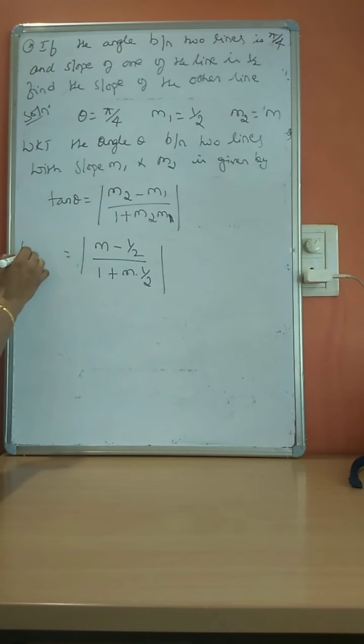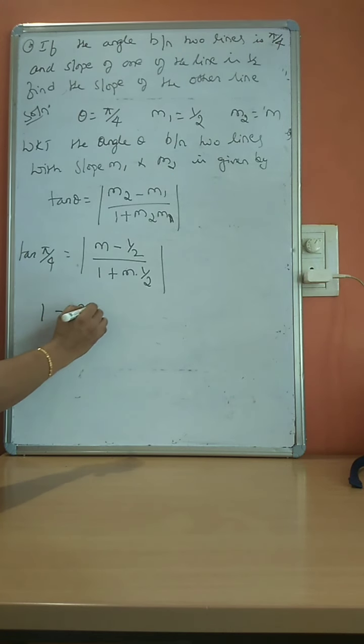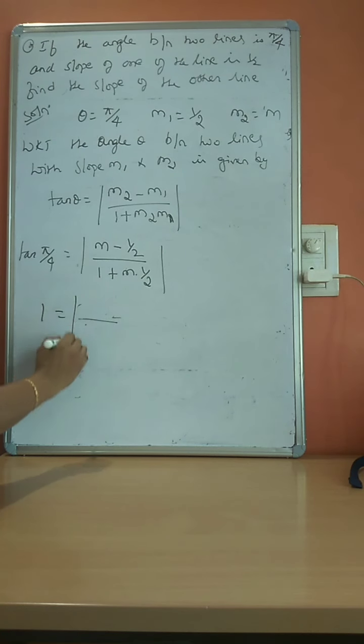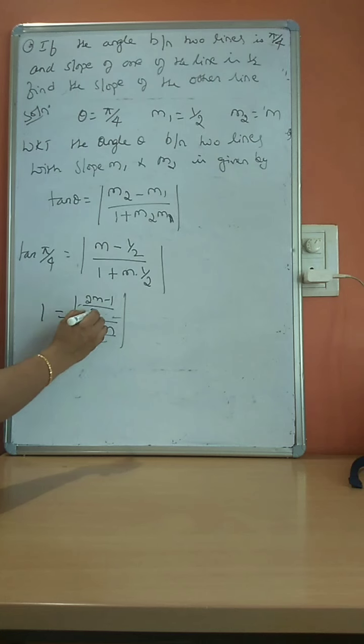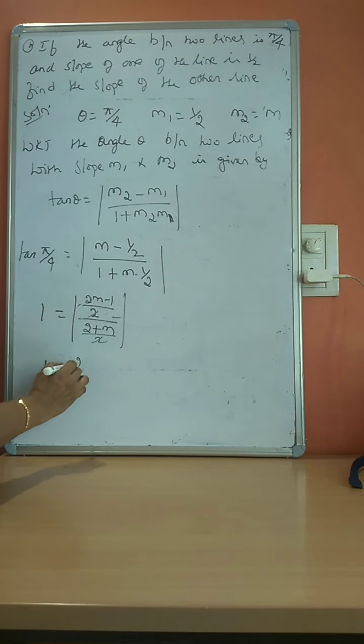And also we know the value of theta, tan of pi by 4. What is tan pi by 4? The value of tan pi by 4 is 1. So 1 is equal to m minus 1 by 2 whole thing divided by, let us take the LCM. Taking the LCM 2, we get 2m minus 1 divided by 2 plus m divided by 2. So the 2 get cancelled, therefore 1 is equal to 2m minus 1 over 2 plus m.